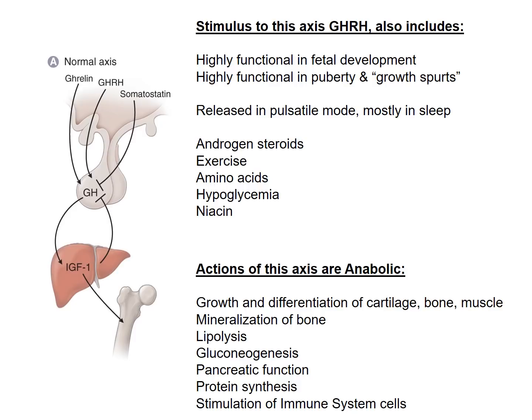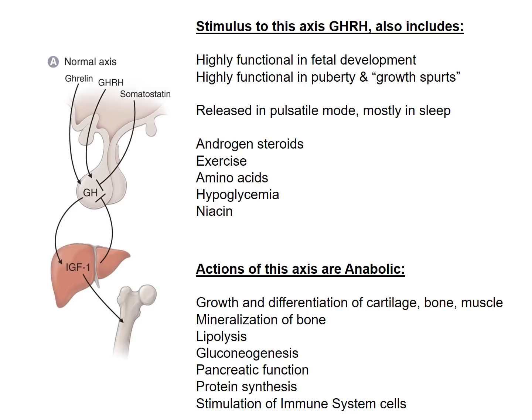There's a lot of different stimuli that cause us to release growth hormone. One of the biggest factors to help us release growth hormone is exercise and nutrition. We take in nutrition, we exercise, we're releasing growth hormone. What does growth hormone and IGF do? Growth and differentiation of cartilage, bone, and muscle. Mineralizes bone.